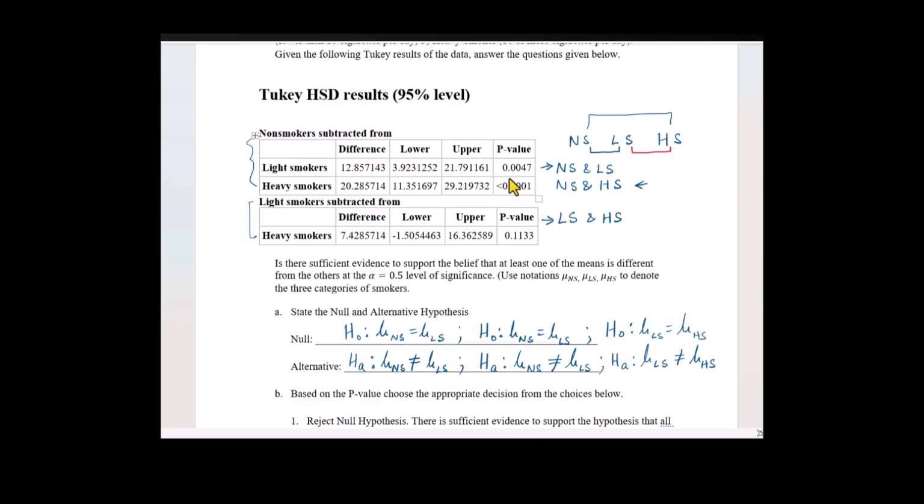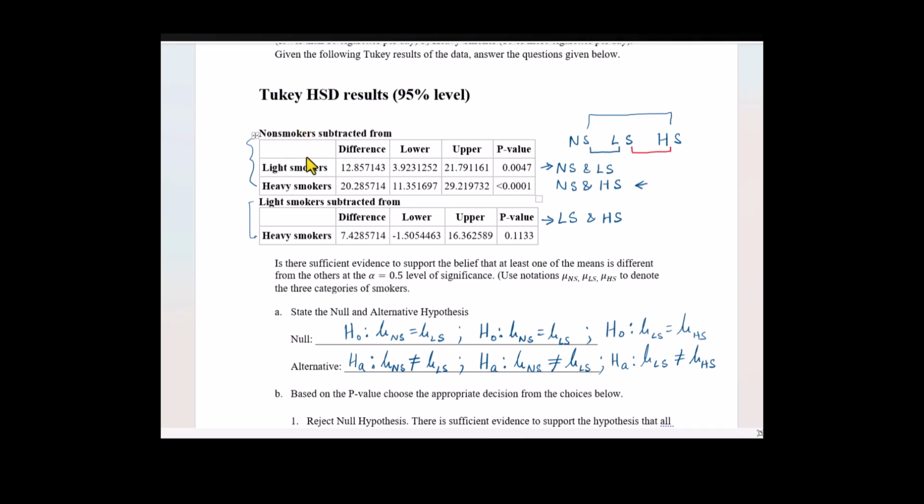Also, the p-value is 0.0047, which is pretty low compared to an alpha value of 0.05. So that tells us to reject the null hypothesis. The null hypothesis stated that there is no difference between the means, but based on the value of p as well as the lower and upper ends of the confidence interval, we can conclude that there's a difference in the means between non-smokers and light smokers.